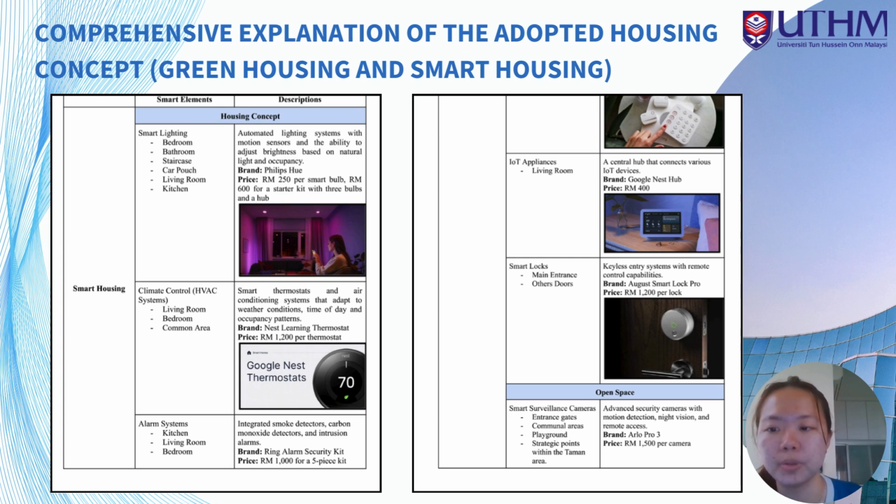In addition, we will use the smart lock in the main entrance and the other doors with the brand of August Smart Lock Pro with the price of 1,200 per lock. And for the common space, we will apply CCTV, the Smart Surveillance Camera, at the entrance gates, communal area, playground, and strategic points within the development with the brand of Arlo Pro 3, and the price is 1,500 each.